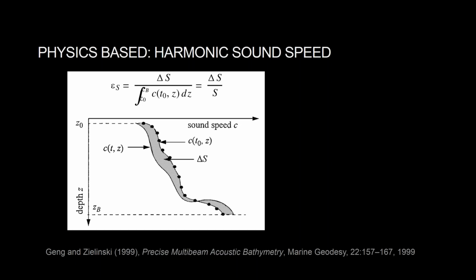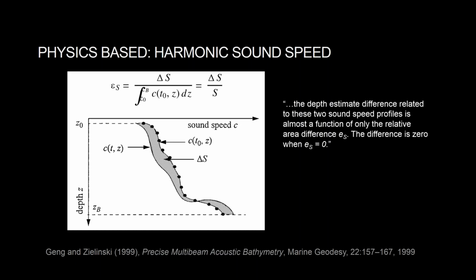This is a clip right from their paper showing two different sound speed profiles. And I've pulled a sentence out of that paper, and it's interesting. They say for two different sound speed profiles, the depth estimate difference related to the profiles, if they're different, is almost a function of only the relative area difference between the two profiles. And when the difference is 0 between the profiles, then quite typically the error in ray tracing result is 0.